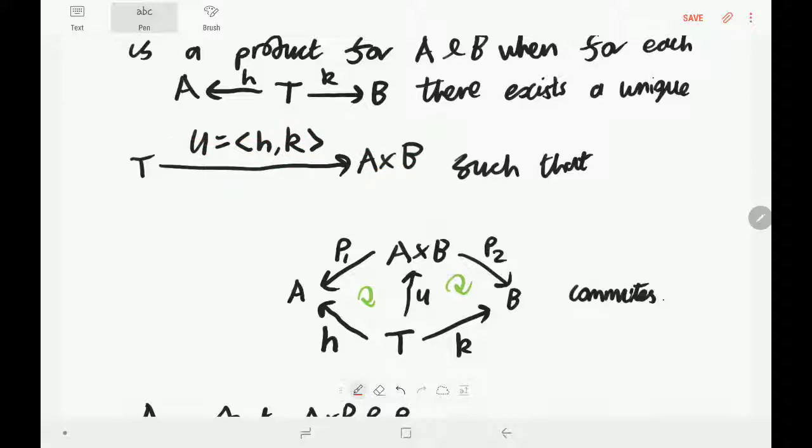Now, there may not be a categorical product for a pair of objects, and there may be many, but it turns out that any two categorical products for a particular pair of objects have a unique isomorphism between them, which basically corresponds to one of these intermediary arrows like U. And that justifies us using this notation A times B.